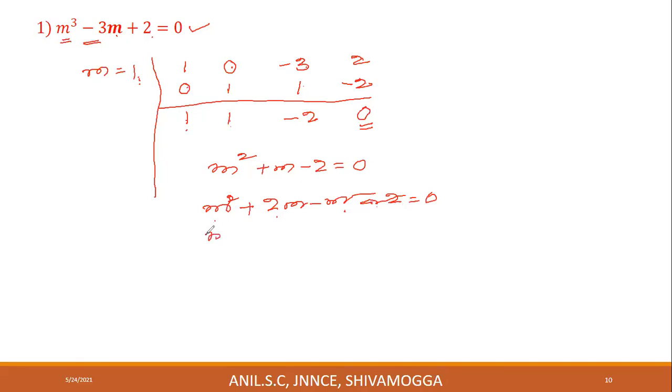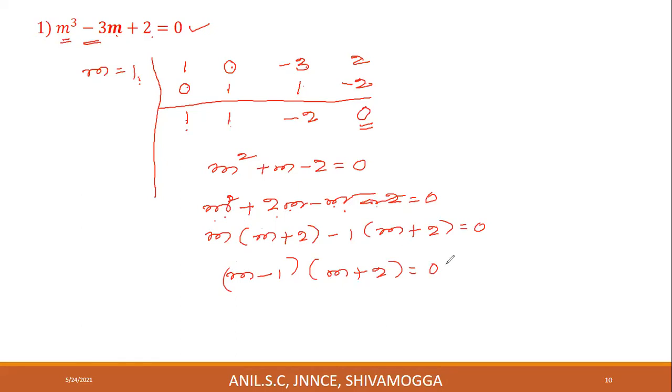You take m as common factor. As m comes outside, what you get within the brackets is m plus 2. And here, take minus 1 as common factor. As minus 1 comes outside, you get m plus 2 inside the brackets. This is equal to 0. Therefore, m minus 1 into m plus 2 is equal to 0.